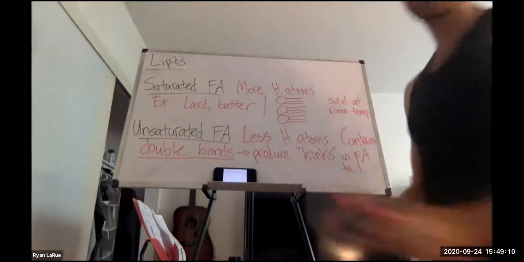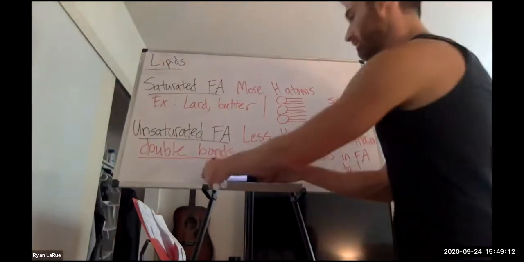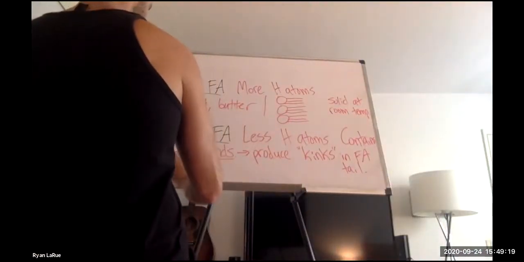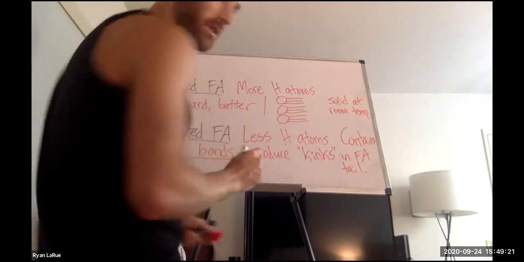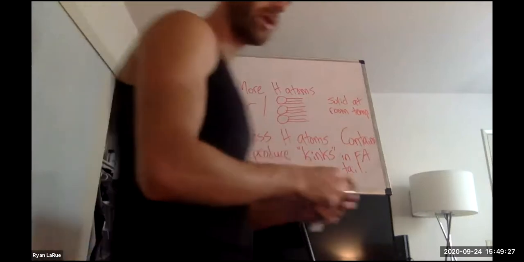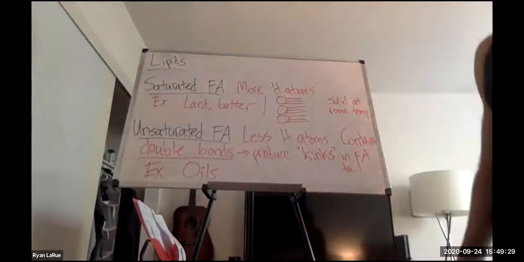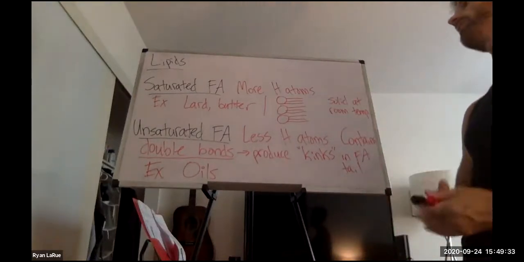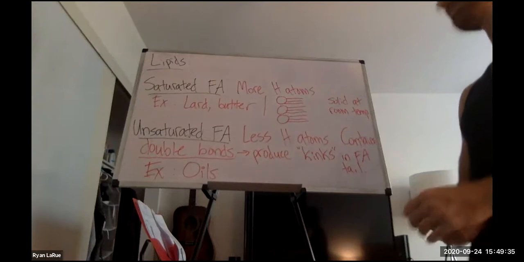Before I show you what it looks like at room temp, let's write some examples of unsaturated fats. These are healthier for you, and really oils, any vegetable oils, etc. Oils are unsaturated. Their triglyceride molecules have unsaturated fatty acids.